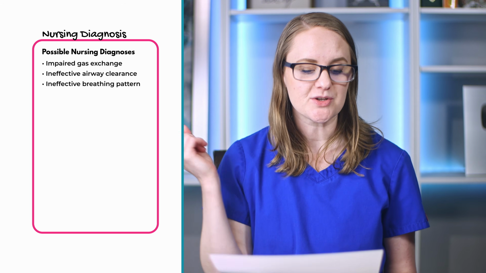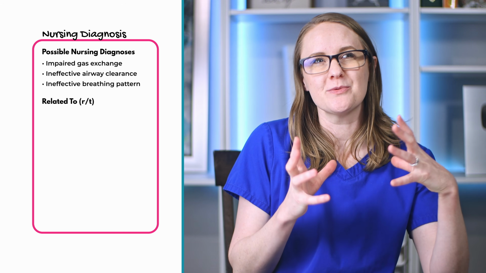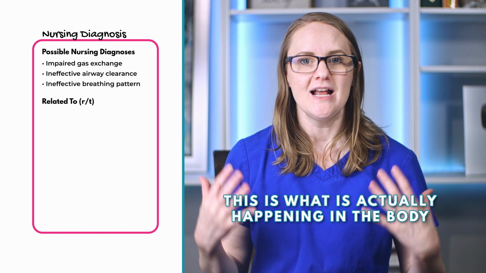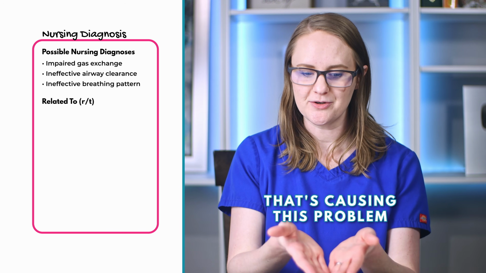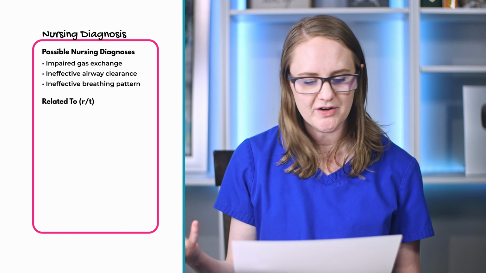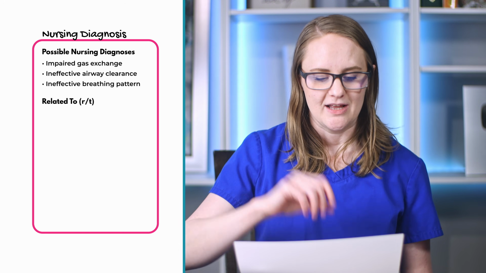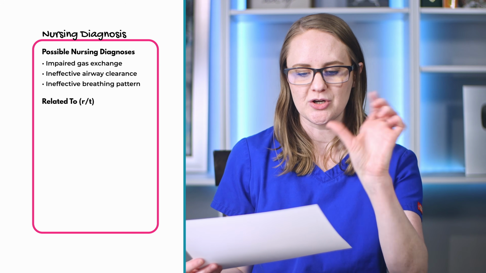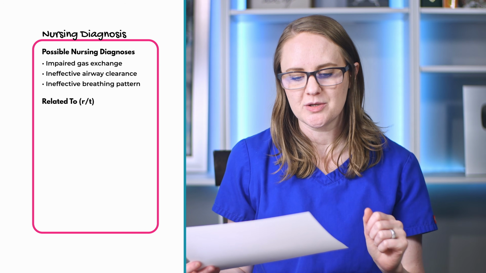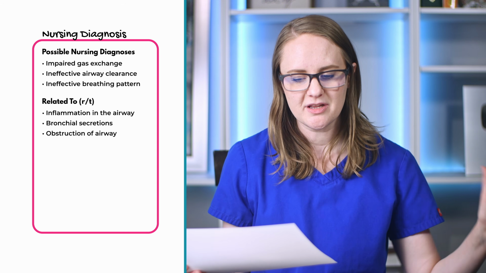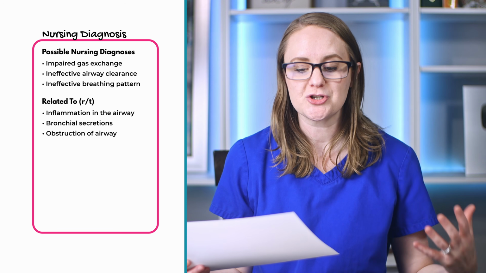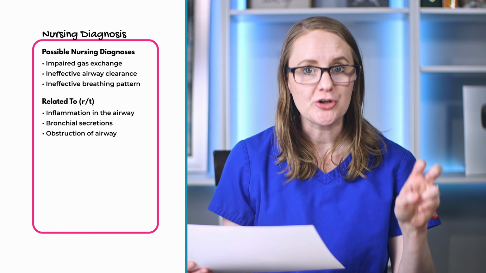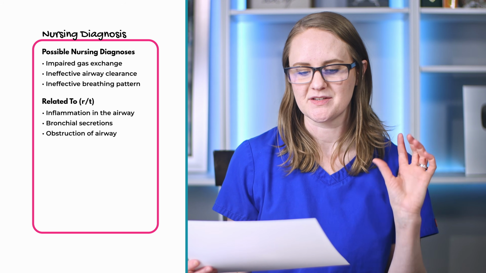Now, the second part is the related to, and this is kind of what you would say is the cause, or what I like to say is the pathophysiology. What is actually happening in the body that's causing this problem, or the nursing diagnosis? So if the patient has impaired gas exchange or ineffective airway clearance or ineffective breathing pattern, why? The related to is the why behind that, the pathophysiology. So possible related to sections, or what I call the related to factor, could be inflammation in the airway. So for asthma, inflammation in the airway is common. Bronchial secretions or obstruction of the airway. Those can all be possible related to sections for your nursing diagnosis for asthma.